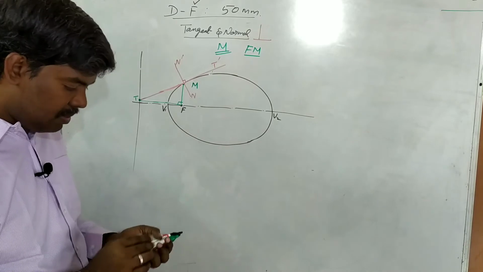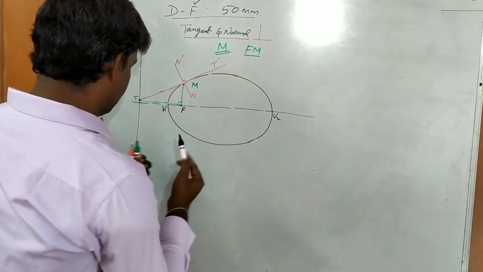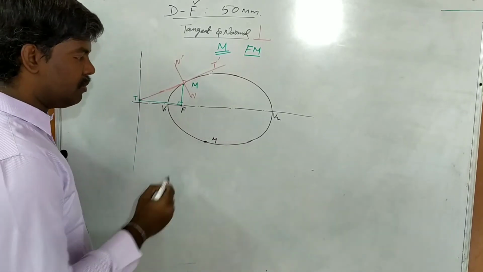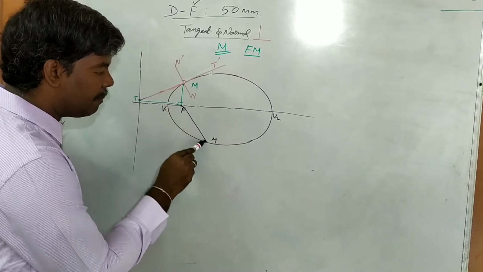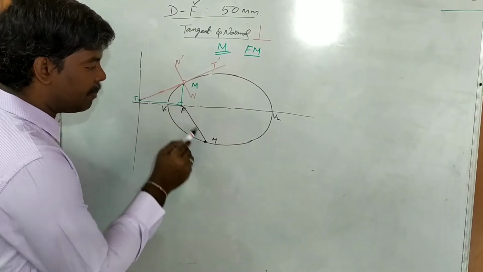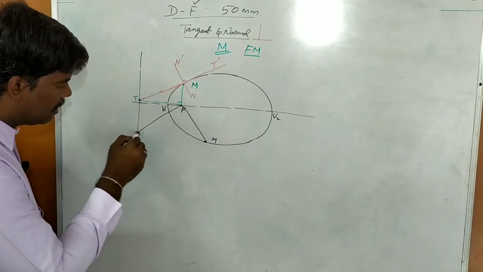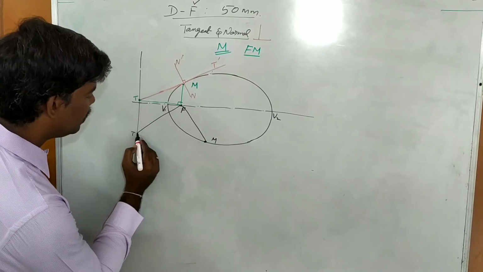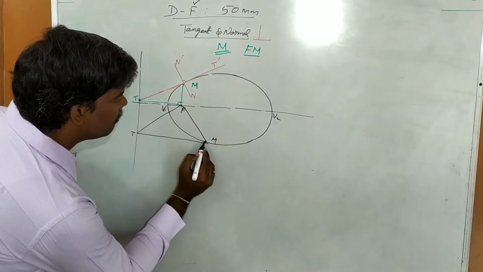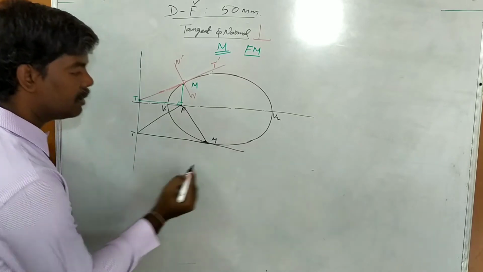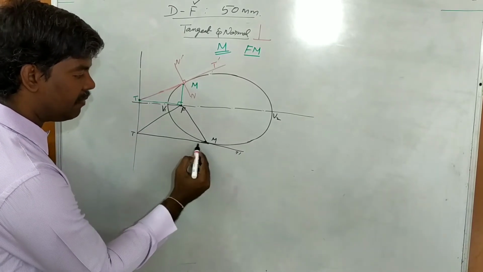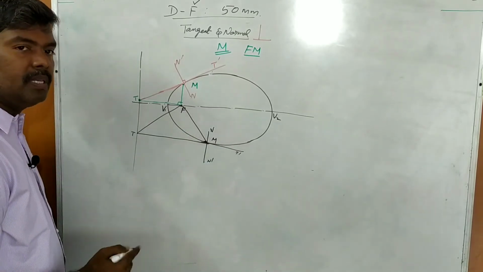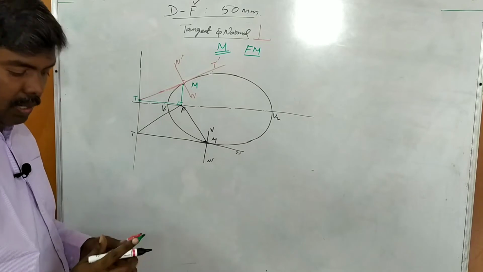So not only here, anywhere you consider it. For example, let us consider here M. Same procedure. What is the procedure? You join FM. After that, you draw a perpendicular line of FM. The perpendicular line where it is intersecting on the directrix, that is considered T. Then you join T and M. That is the tangent TT dash. After that, the perpendicular line to TT dash, N dash, it is the normal. Same procedure. Clear? This one.